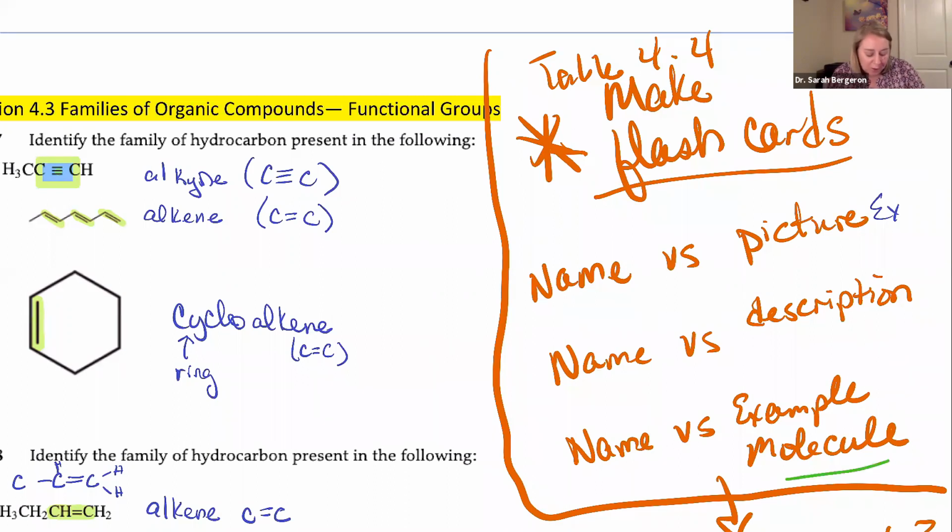So one you want example molecule, one you want a description, and then one you want just a picture of the side chain of the functional group, right? Not the whole molecule that has a functional group, but just the functional group. So be careful about that.